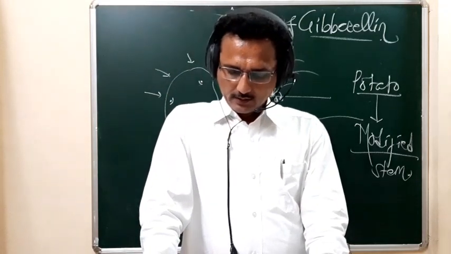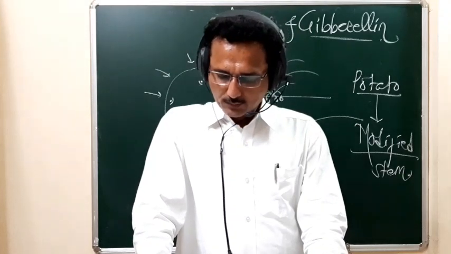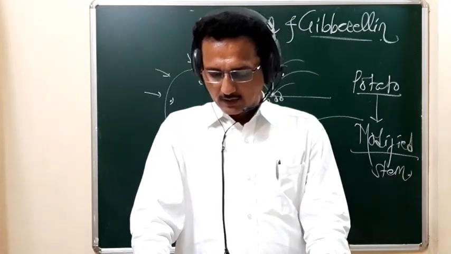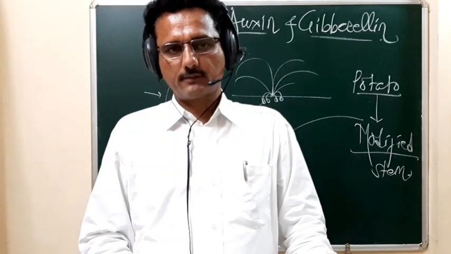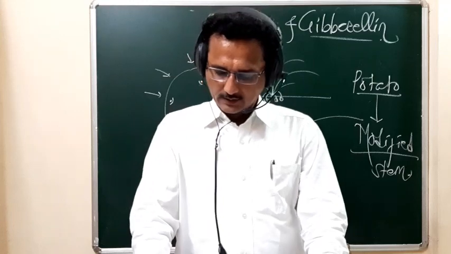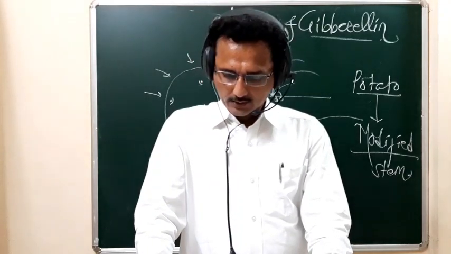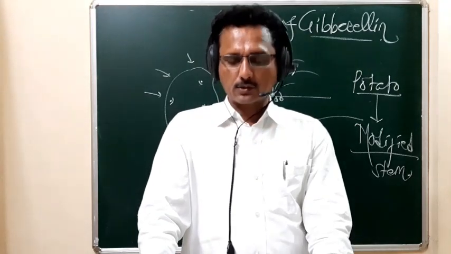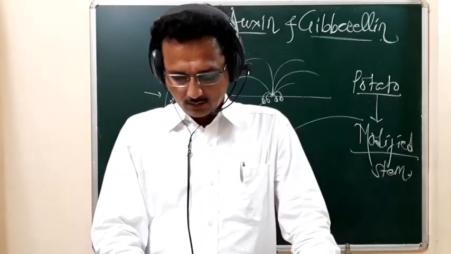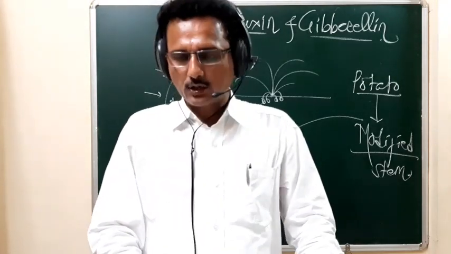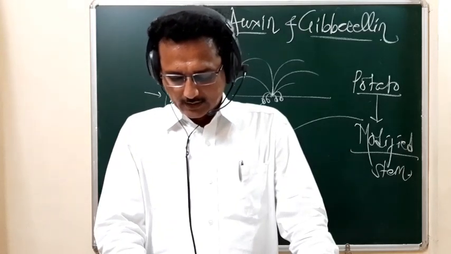Okay, then question number 173. Which property is specifically attributed to gibberellin? The first option, apical bud growth initiation. Second option, root initiation in stem cutting. Third option, elongation of genetically dwarf plant. And fourth option, acts as a selective weedicide.